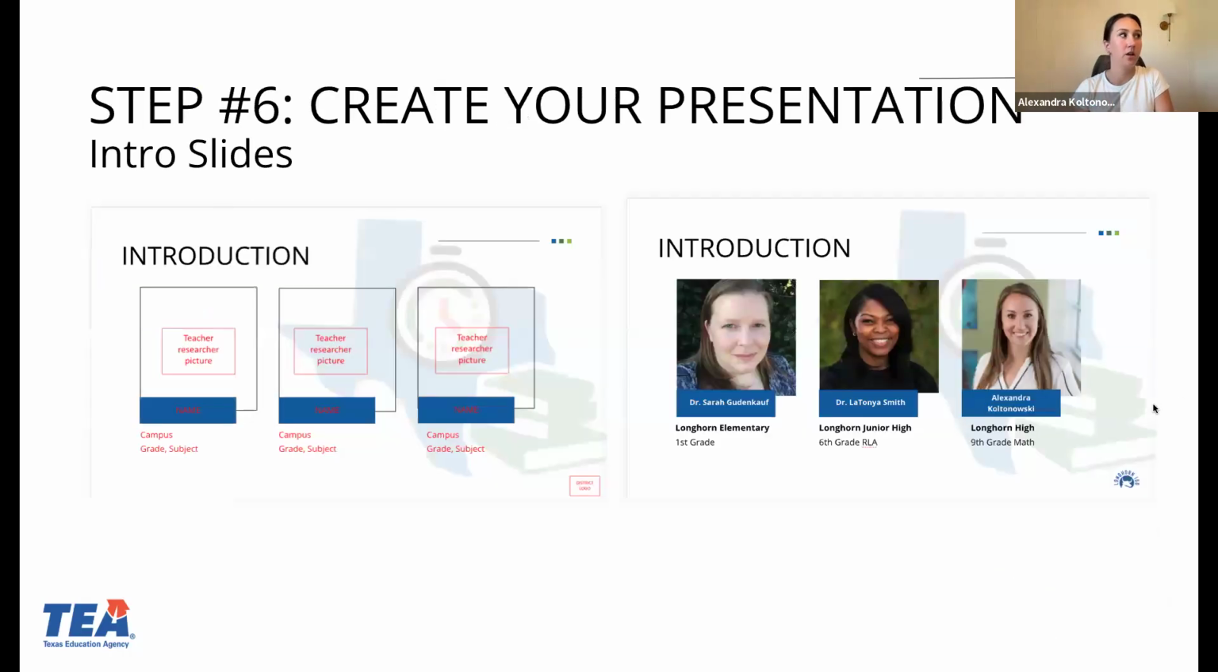All right. So the first couple of pages that you'll go through are the intro slides. The first one is where you're just going to be introducing your teacher researcher team. So just include some pictures of yourself so they know who you're talking to, what campus you work at, and the grade level that you teach.